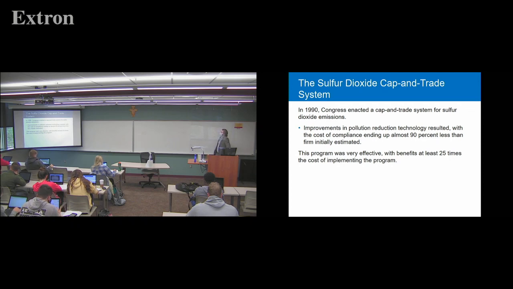So the program was very efficient with benefits at least 25 times the cost of implementing the program. It cost $870 million to meet Congress's goals. So this cap and trade program, setting it up for Congress and everything, cost $870 million. If they would have used command and control, if they'd have just told everyone to reduce by, say, 10%, or whatever the reduction was, it would have ended up costing $7.4 billion. So $7.4 billion to $870 million, that's a huge difference.